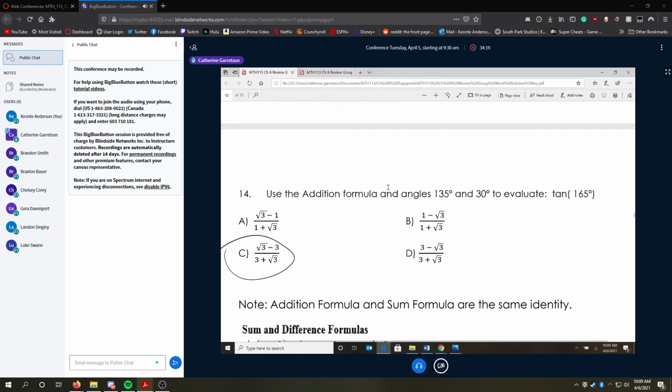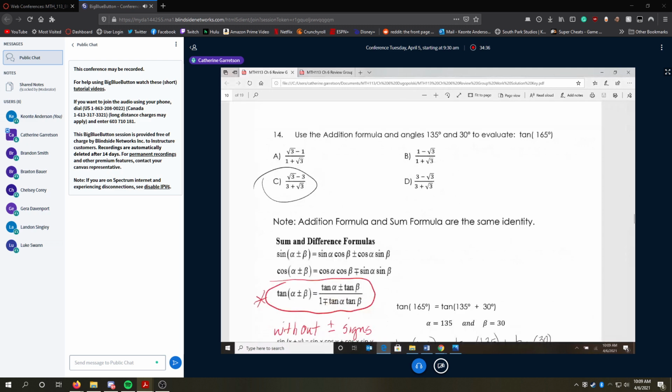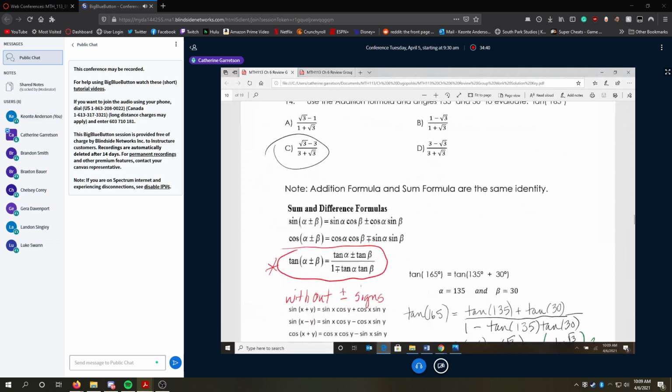So by saying use these angles to add and get this means there's only going to be one of them that is the right numerical answer for this value and the right form. So let's go through this plus or minus business.